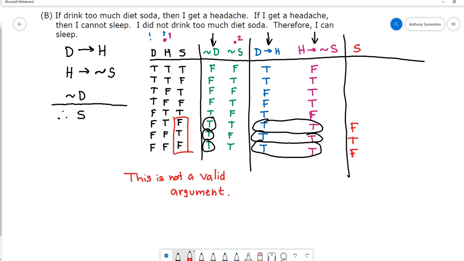Or even if they don't have a headache, maybe they can't sleep for some other reason. So, it's not a valid argument based off of the laws of logic. So, it's not a valid argument to be made here.